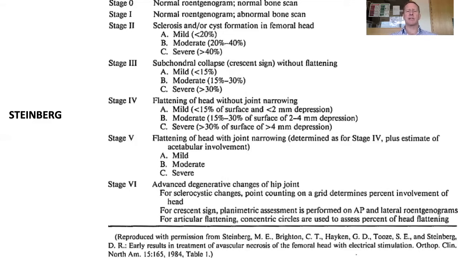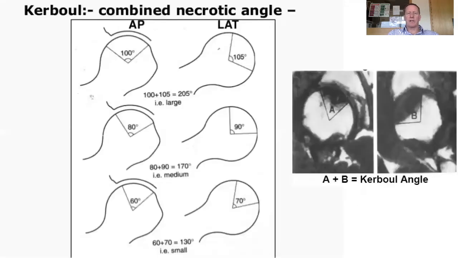So the Steinberg classification attempts to quantify how much of the femoral head is involved. And of course, the flow through the classification from stage 0 to stage 6 is exactly the same, going from a normal X-ray to advanced arthritis. But in 2, 3, 4, and 5, there is an attempt at least to define how much of the femoral head is involved.